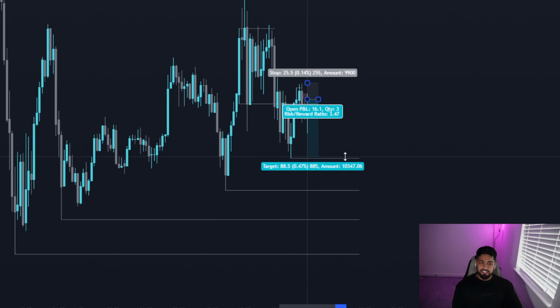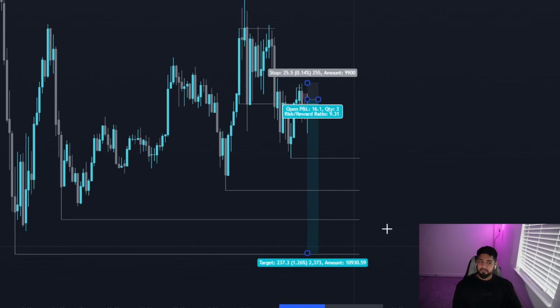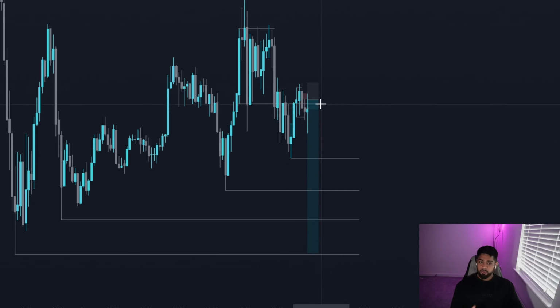So the first one gives us a nice 1 to 3.5 risk to reward. Then the second one gives us a 5.5. This gives us a 7.3. This gives us a 9.3 risk to reward. So we've gone from taking one-to-one risk to reward trades to now finding higher time frame key areas of liquidity, which we can target after we get in with our lower time frame entries.